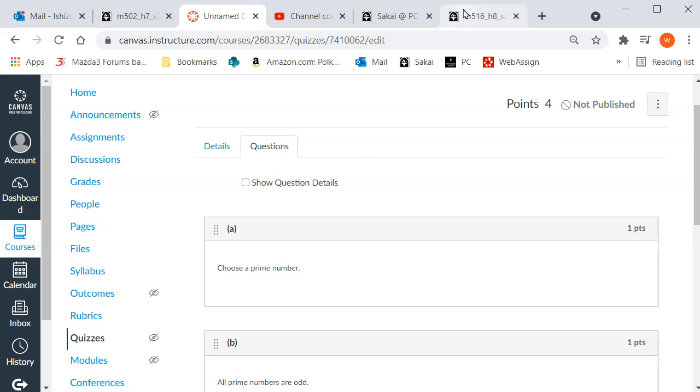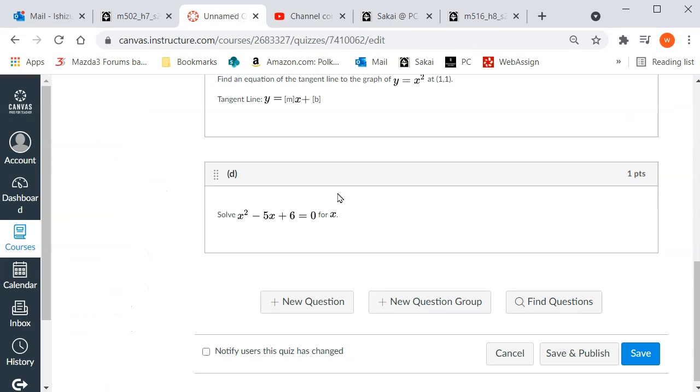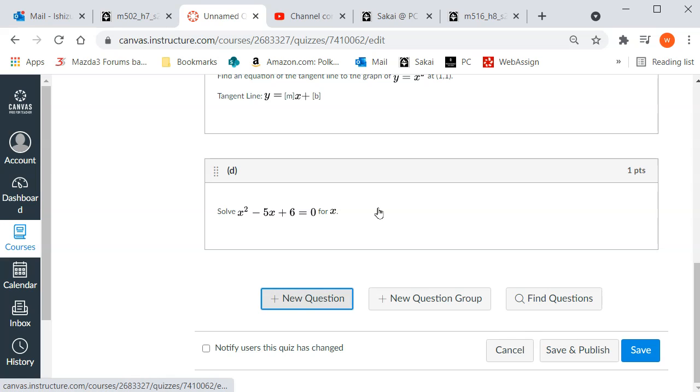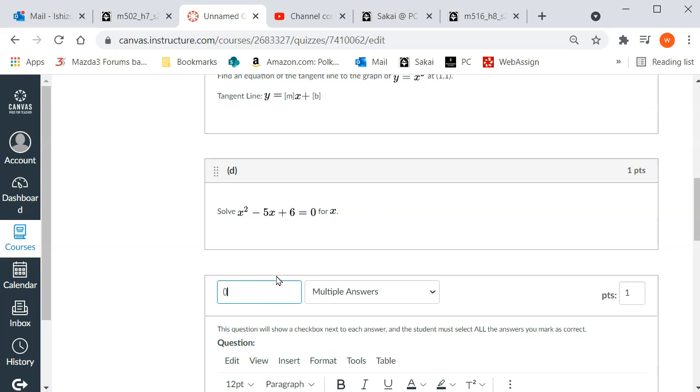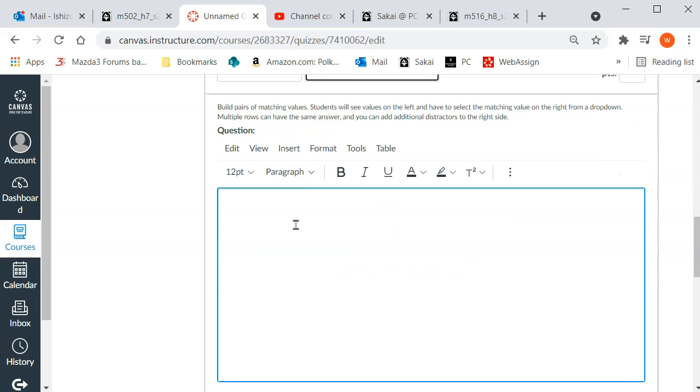And what else do we need to make? We need to make multiple answers. We did that, and we have to do matching. So for matching, question E, we're going to do a matching. Let's do something easy.